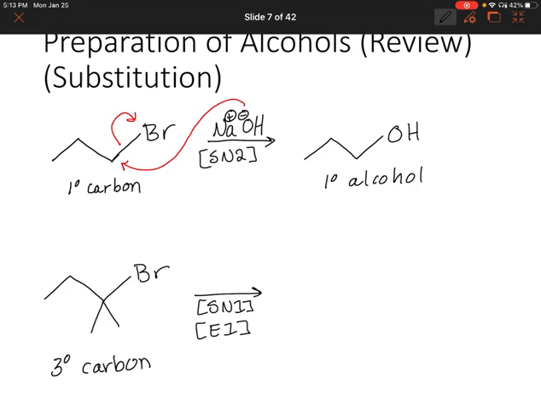All right, so for an SN1 reaction, would we want a strong nucleophile or a weak nucleophile? A weak nucleophile, because remember, we're first going to form a carbocation, and then the nucleophile will come in later. So we could use H2O to get our alcohol. And would this be a primary, secondary, or tertiary alcohol? Tertiary.